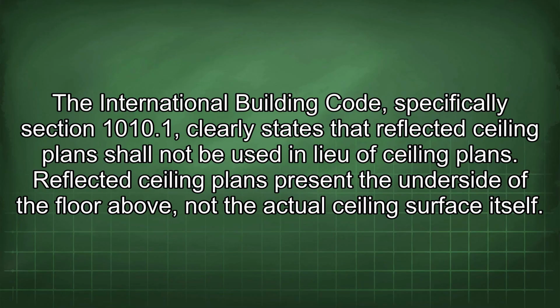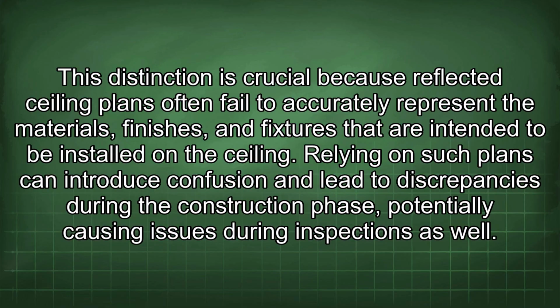The International Building Code, specifically Section 10.10.1, clearly states that reflected ceiling plans shall not be used in lieu of ceiling plans. Reflected ceiling plans present the underside of the floor above, not the actual ceiling surface itself. This distinction is crucial because reflected ceiling plans often fail to accurately represent the materials, finishes, and fixtures that are intended to be installed on the ceiling.